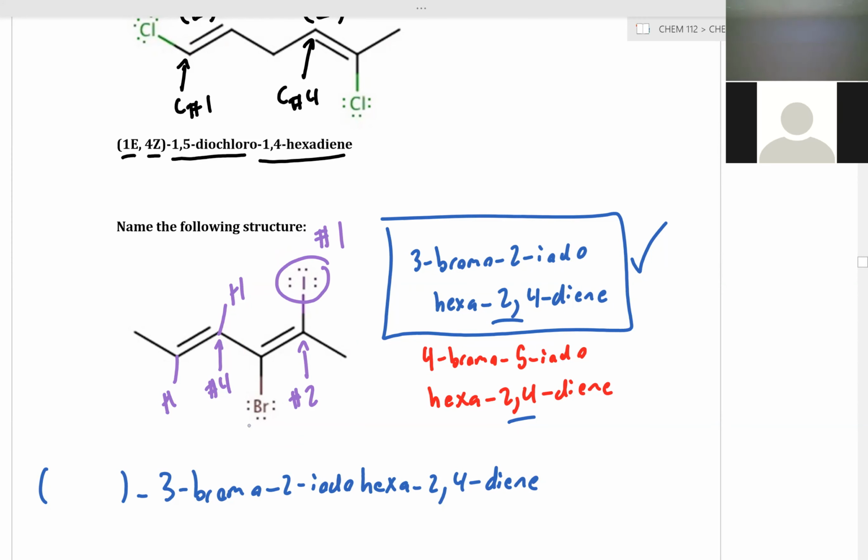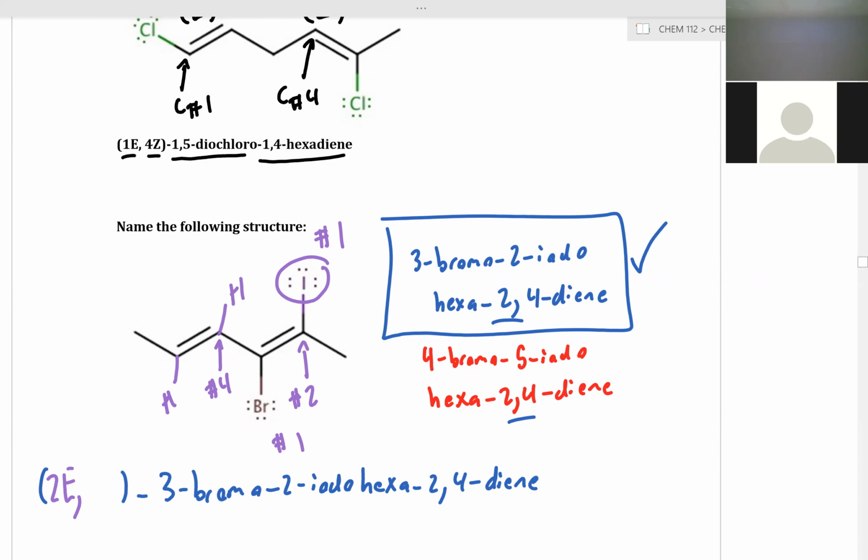And what wins out, bromine or this alkene? What wins out, bromine or carbon? Bromine, okay. So then, at the alkene at carbon number 2, is it E or Z? Is our olefin E or Z? E. Yep, exactly right.